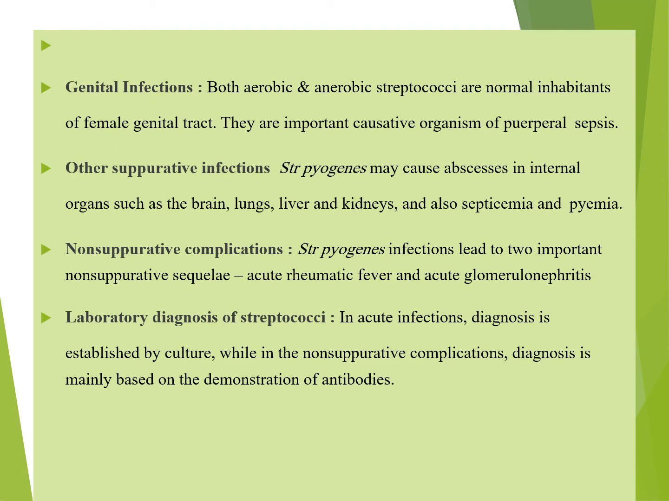Infection by Streptococcus pyogenes, genital infections. Both aerobic and anaerobic streptococci are normal inhabitants of the female genital tract. They are important causative agents of puerperal sepsis. Other suppurative infections: Streptococcus pyogenes may cause abscess in internal organs such as the brain, lungs, liver, and kidneys, and also septicemia and pyemia.